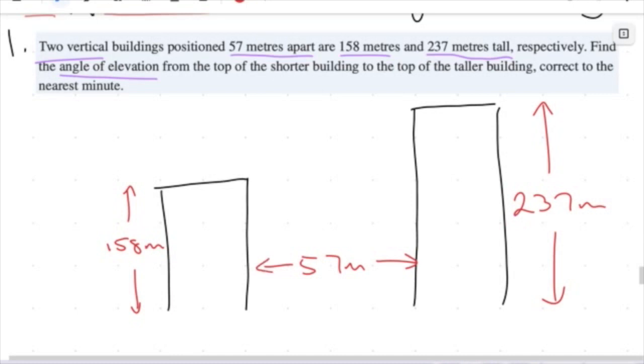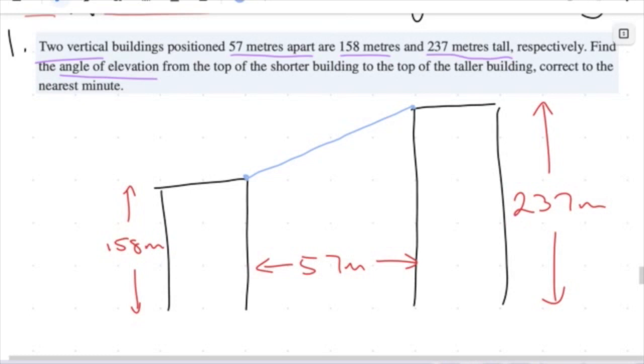So we want to find the angle of elevation from the top of the shorter building. So from this point here, top of the shorter building, to the top of the taller building. Now, like I said at the start, we're dealing with trigonometry here, which is the study of right angle triangles. So far, that's all we know about it. So we want to find some way to draw a right angle triangle here. Okay, so we have an angle of elevation.